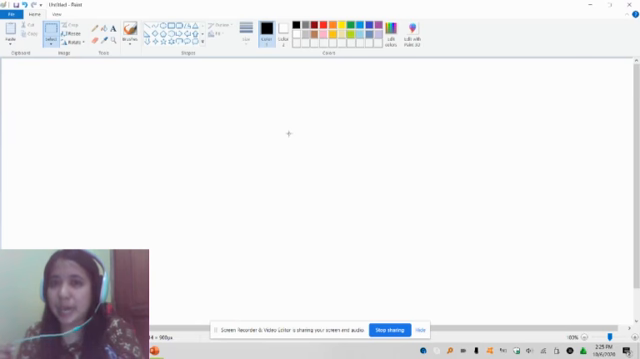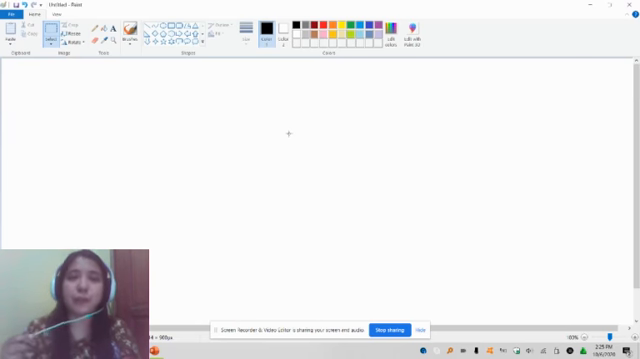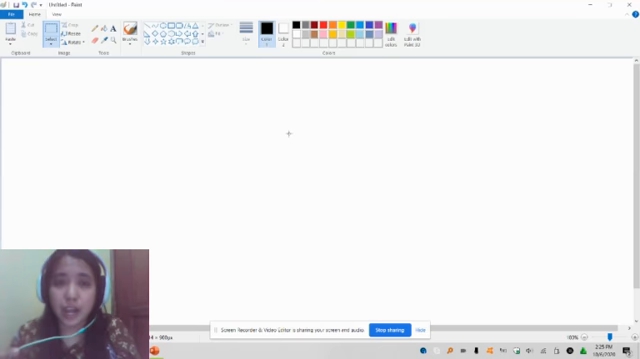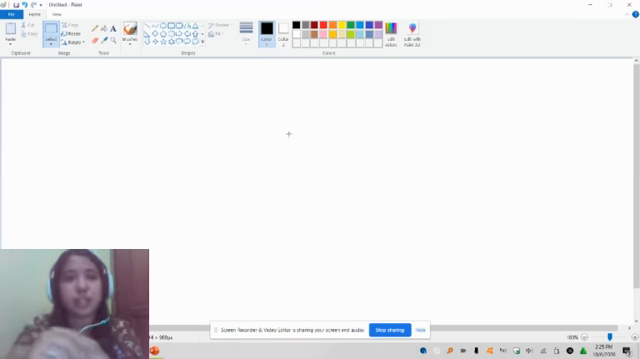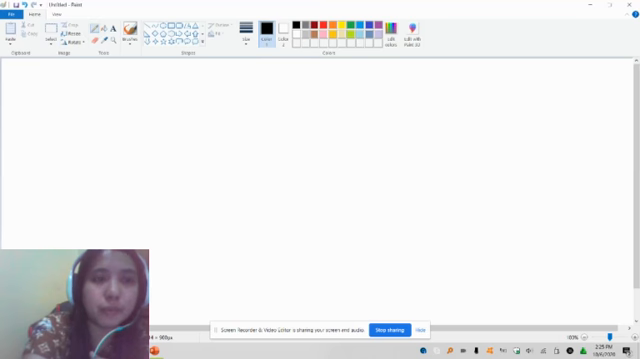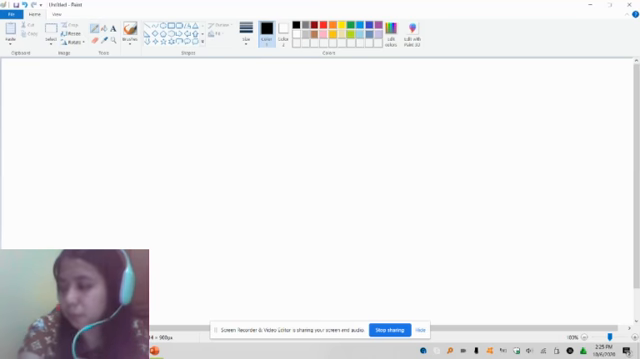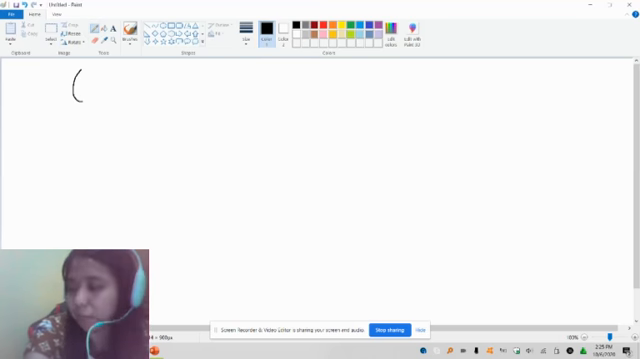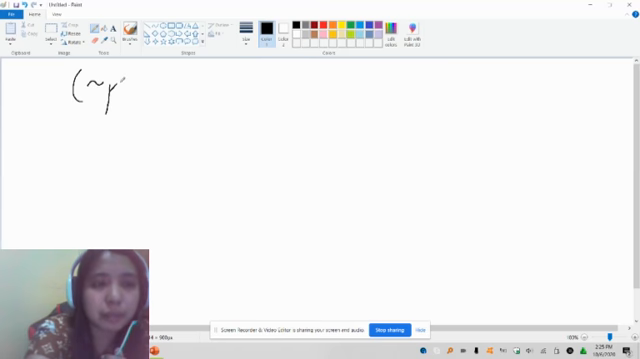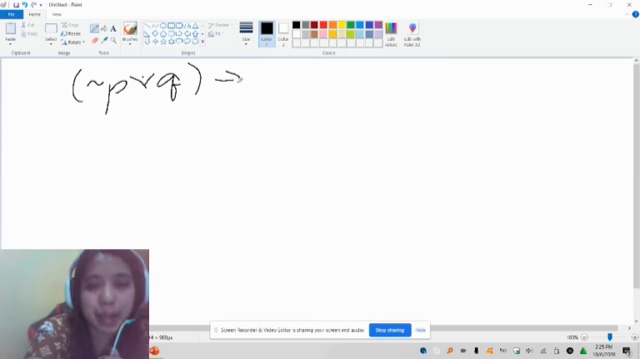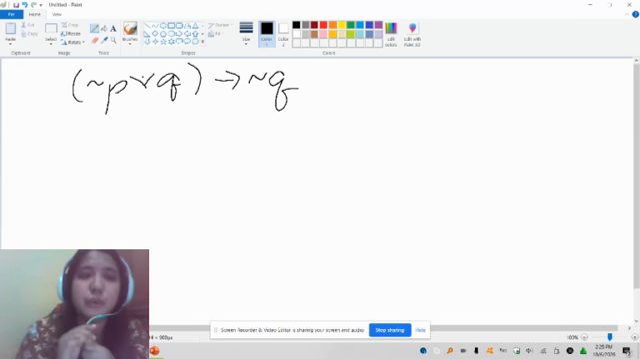So I'm Teacher Melay, and our objective is to come up with one example of a truth table. So this is now the item. We are going to show the truth table of not P or Q implies not Q.